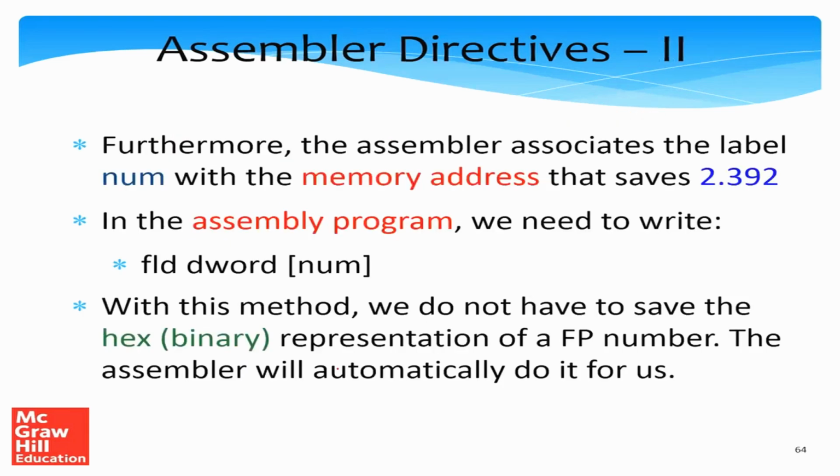So that's exactly what will happen. The assembler will associate the label num with the memory address that saves 2.392. In the assembly program, all that we need to write in the case of NASM, but all other assemblers have a similar format as well, is FLD, DWORD for 32 bits, and num. The assumption here is that num will get replaced by the actual value of the memory address by the assembler. So with this method, we do not have to save the hex or binary representation of a floating point number. This will automatically be taken care of by the assembler for us.